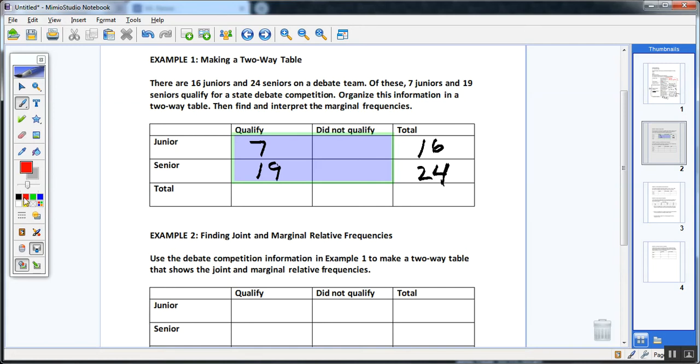Those are the ones that we could definitely put in, but now are there values we could figure out? Did not qualify for juniors would be 9. How do you know that? Because there's subtract. Yeah, they're missing from the. Exactly.